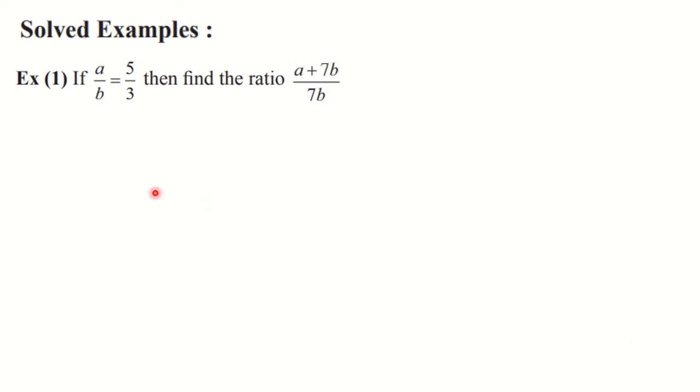So first one is, if A upon B is equal to 5 upon 3, then find the ratio A plus 7B upon 7B. Here you have to observe this final thing, that what we want to find, and check that out of the 5 operations which we have seen just now, which operation we can use here. So you will observe that A plus 7B upon 7B means denominator is added to the numerator. So here componendo is done. So it is very clear that we have to make use of the property componendo here.